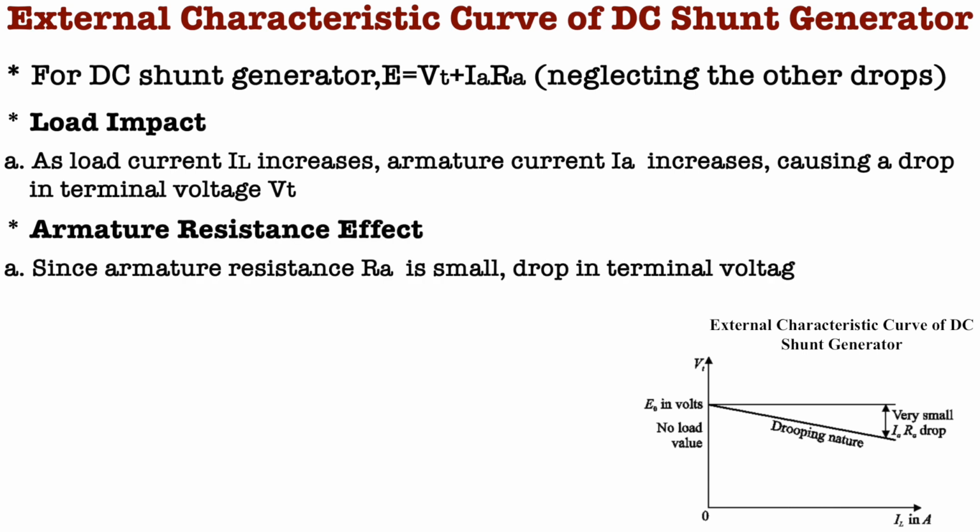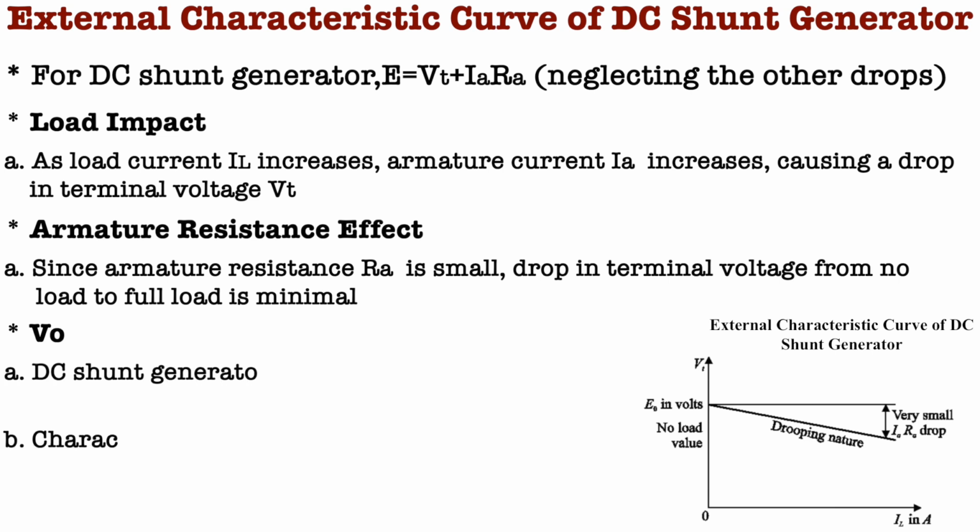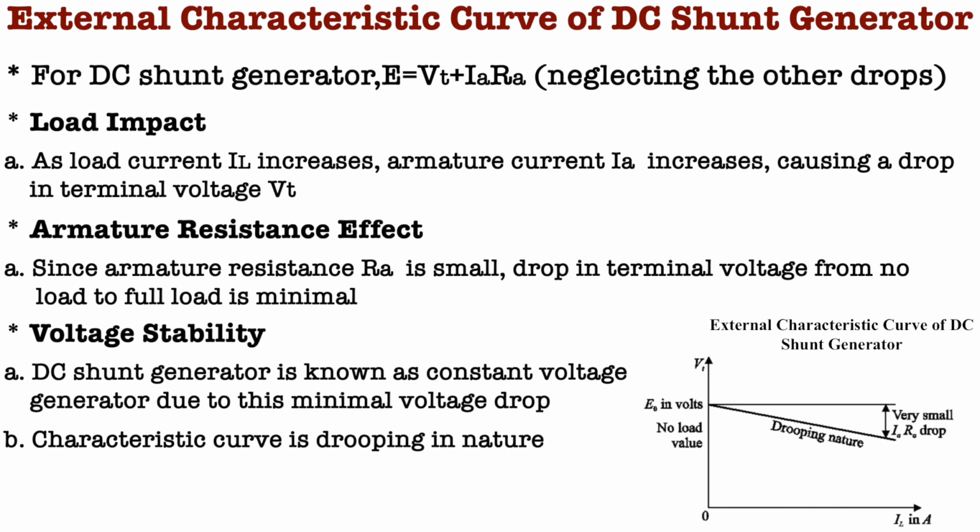But the value of armature resistance is very small. So, the drop in terminal voltage as IL changes from no load to full load is very small. Hence, the DC shunt generator is called a constant voltage generator, and the characteristic is drooping in nature as shown.